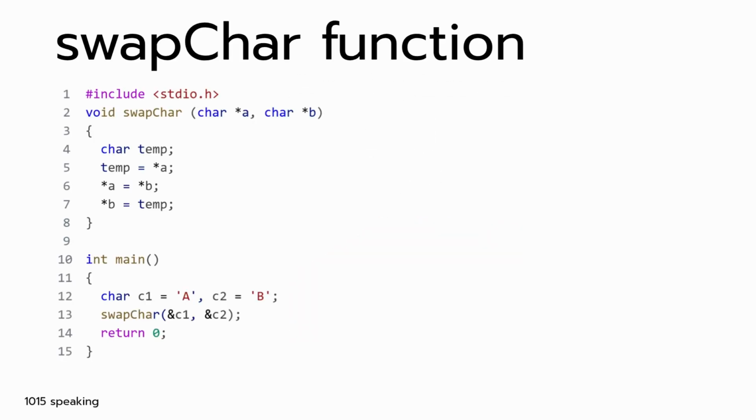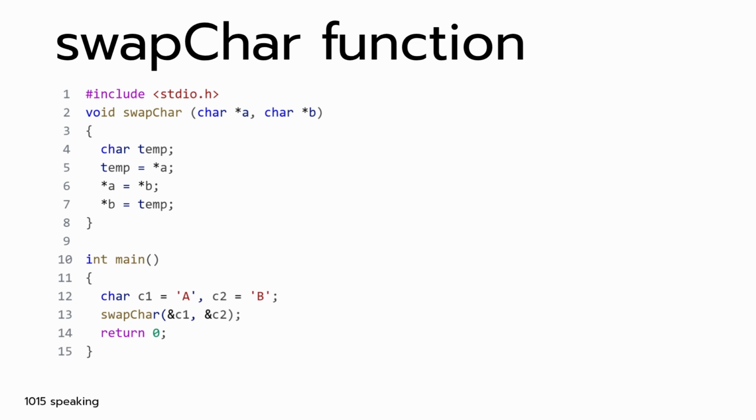Now, let's see why pointers are so useful, especially when used inside a function. Here, we have a simple example called swapchar. It takes two character pointers, a and b, and swaps the values that they point to. We'll go through the function step by step to see what's really happening in memory.